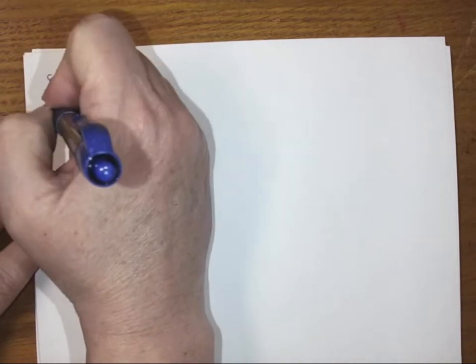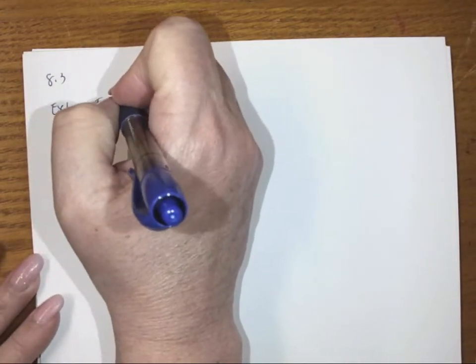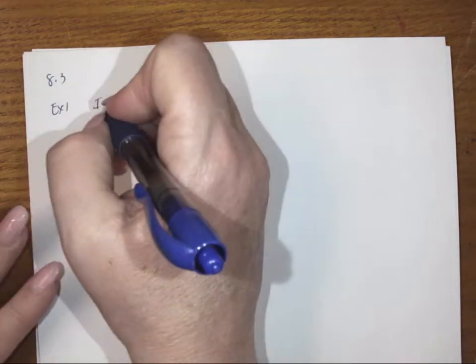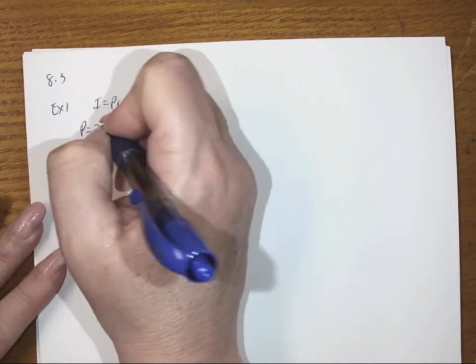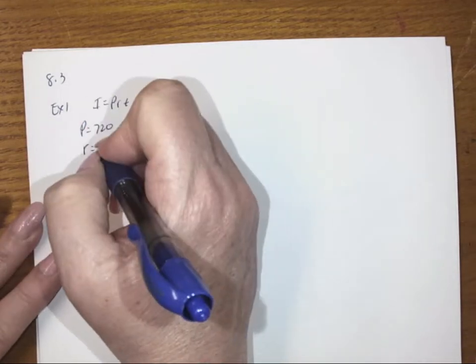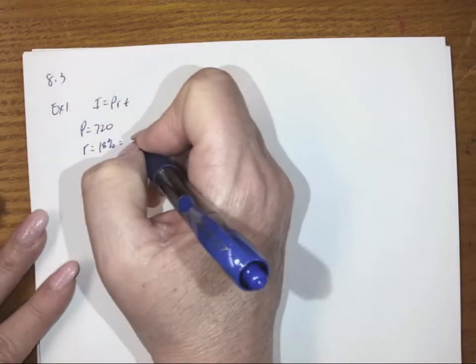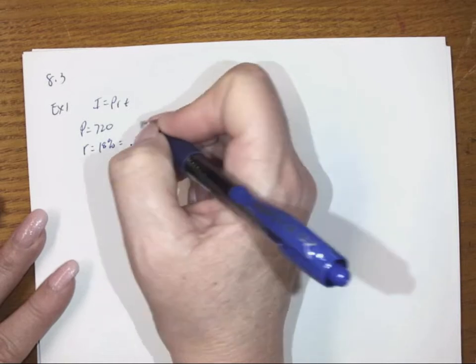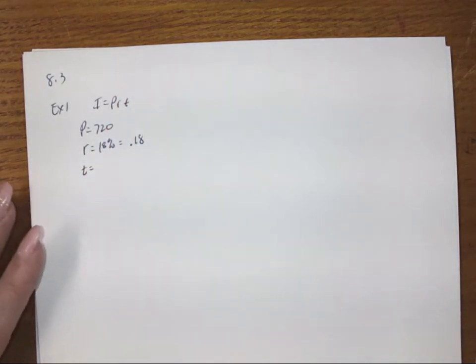All right, so this is example 1. And to find the interest, we are going to use simple interest. So I is equal to PRT because we've got to figure out what the interest is. Our P in this case is 720. Our R is 18%, which we must change to a decimal of 0.18. And our T in years is going to be 2 years.